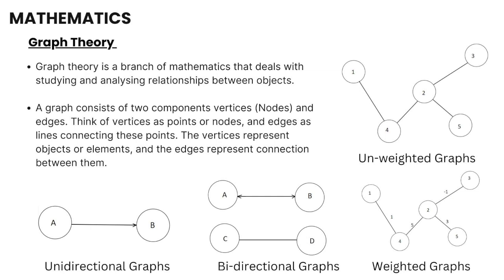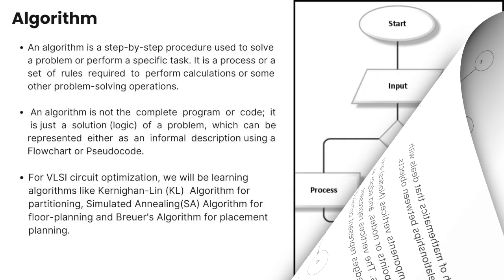Weighted graphs. In weighted graphs, edges have weight. Weight can be positive, negative, or zero. It can refer to length, width, or area, or any physical parameter. Unweighted graphs. Edges in unweighted graphs do not have any weight, or we can say that they have unit weight.